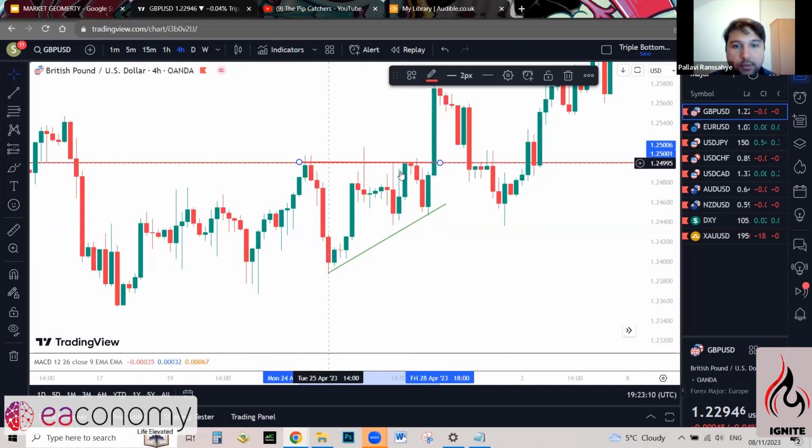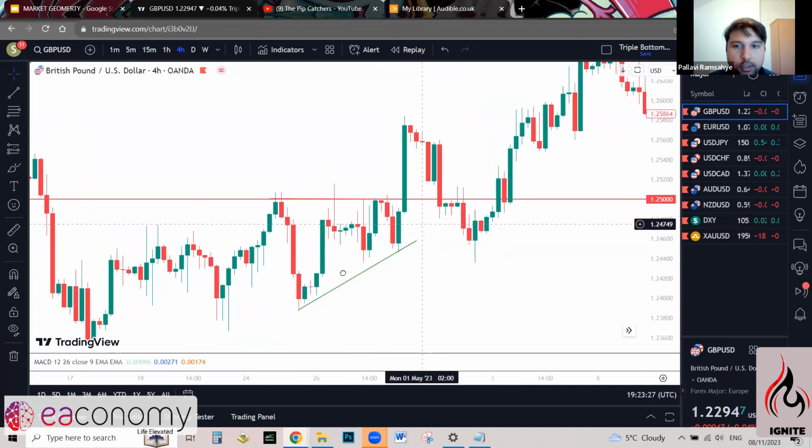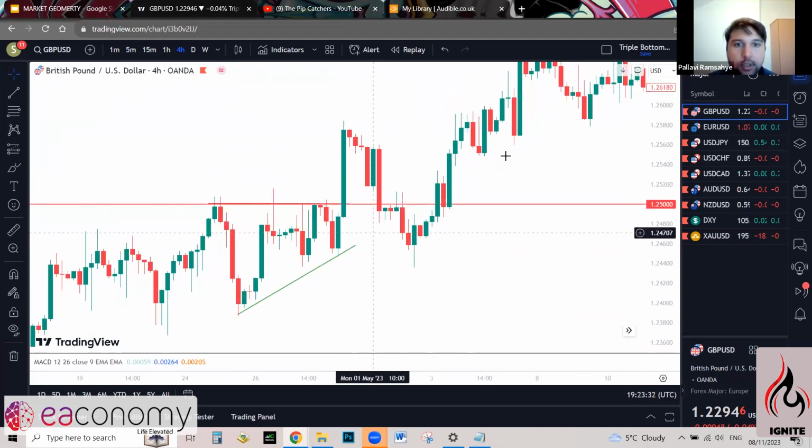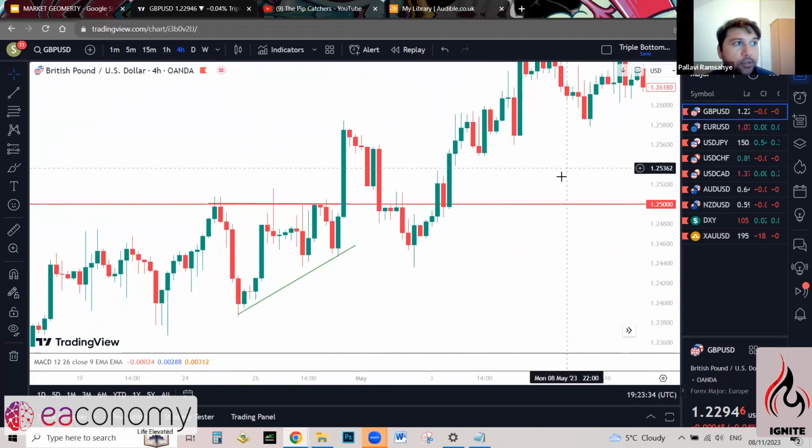So 2 test points, 1, 2, on the resistance, you don't have the 3 test points on the support trend line. So we wouldn't trade this pattern. We wouldn't trade this at all, actually, even though it's a good sort of continuation there. And then let's move to, yeah, that's fine.